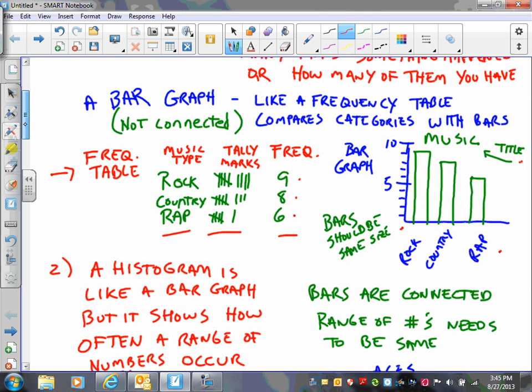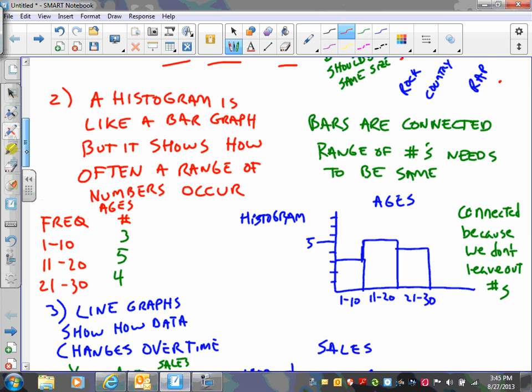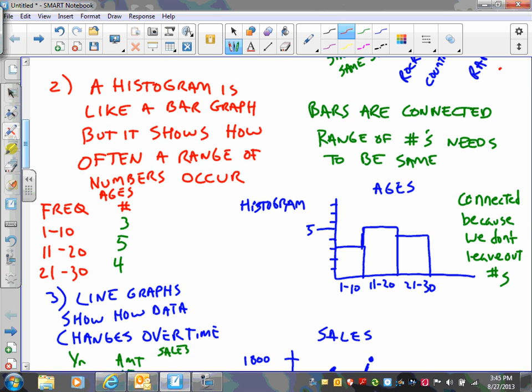The next one we're going to talk about is called a histogram. A histogram is like a bar graph. The difference is it shows how often a range of numbers occur. Bar graphs were events or things. Histograms are always ranges of numbers. And because histograms are ranges of numbers, they have to be connected, unless you have a range that doesn't have any of them in it.